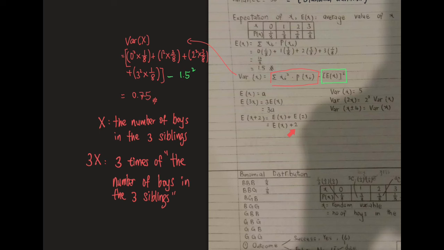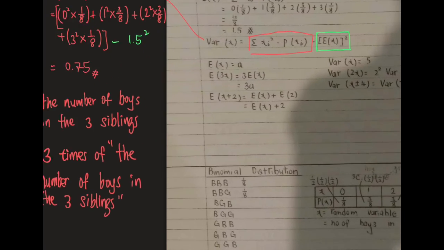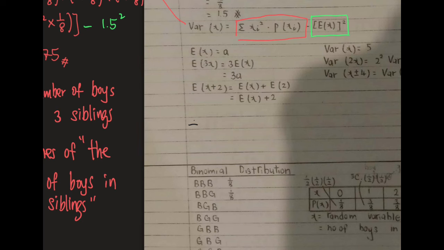What happens to E of 2? You need to remember one concept. When the expected value E takes a constant, we end up with a constant. Constant means no x. So E of 2, you end up with 2.